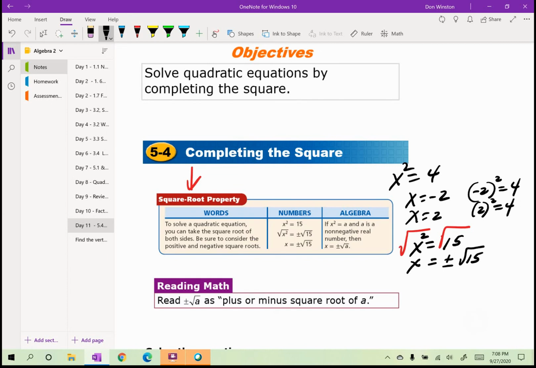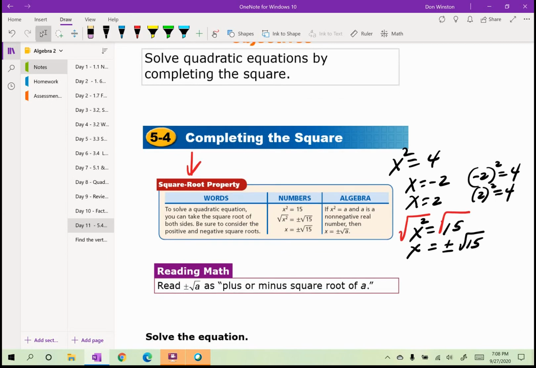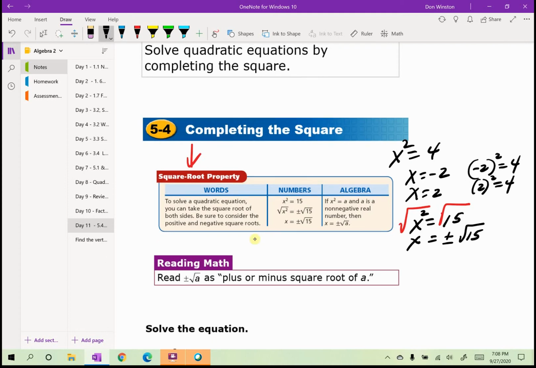Now notice here I cannot simplify root 15 because there are no perfect square factors of 15. But let's say here if I had x squared is equal to 27. And again, to solve for that, I undo squaring, so the square root, and that would be x squared.